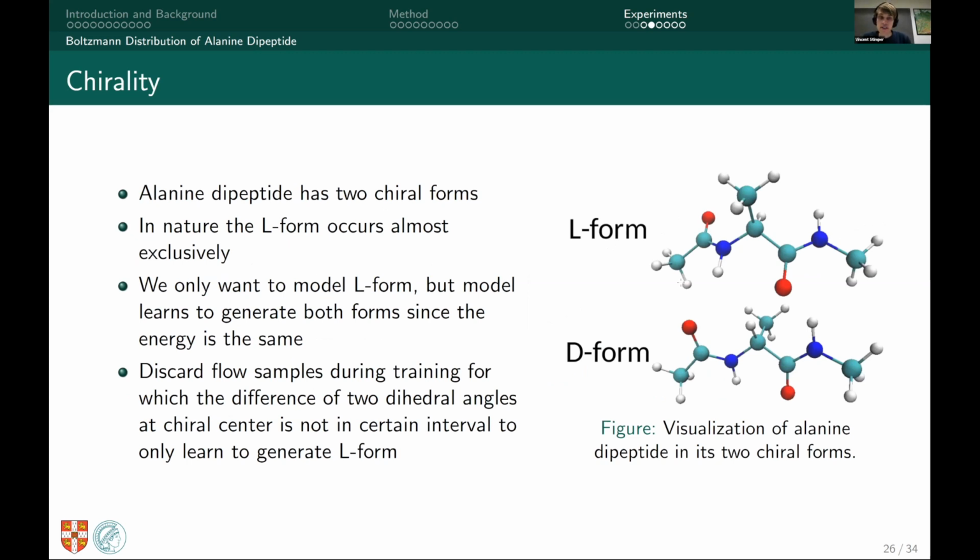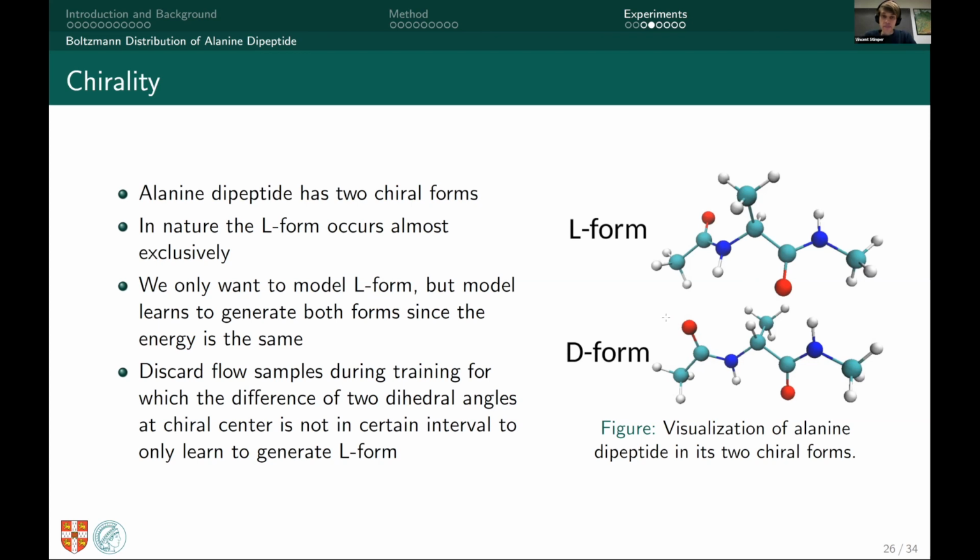One other important point that I want to mention is that chirality actually becomes a problem when dealing with the kind of problems that we do. Alanine dipeptide, the molecule which we consider in our paper, comes in two chiral forms. We can see here the L form and the D form. The interesting part is in the middle: there's this methyl group and this hydrogen. For the L form, the methyl group is pointing towards us and the hydrogen atom the other way. With the other chiral form, it's exactly the opposite.